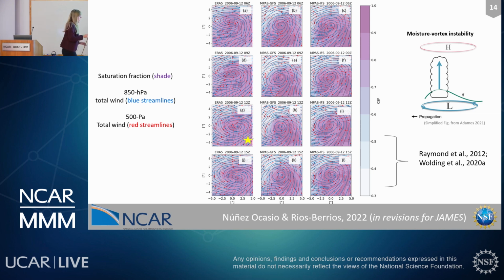And so if we think about moisture vortex instability, and in the definition he's saying that temperature and moisture are both increasing at the center, aligning with both circulations, then perhaps we could say that this also happened for this particular case. And we could potentially use moisture vortex instability as a diagnostic tool.